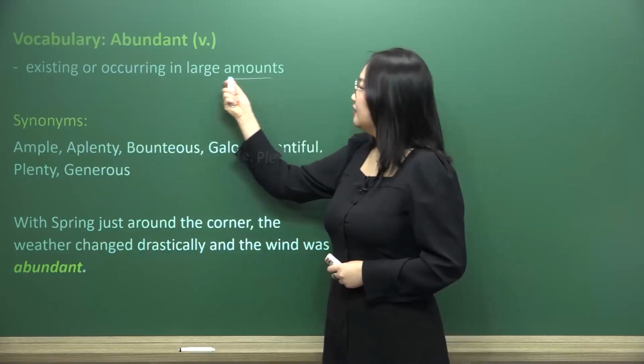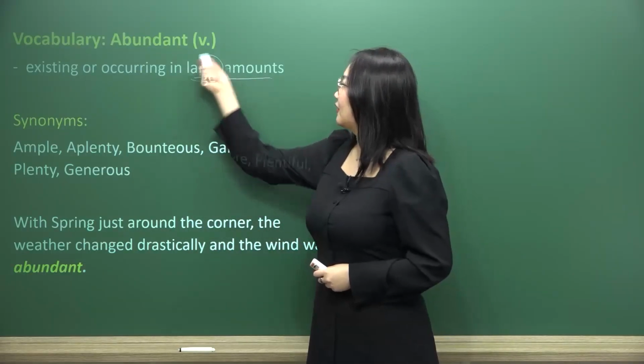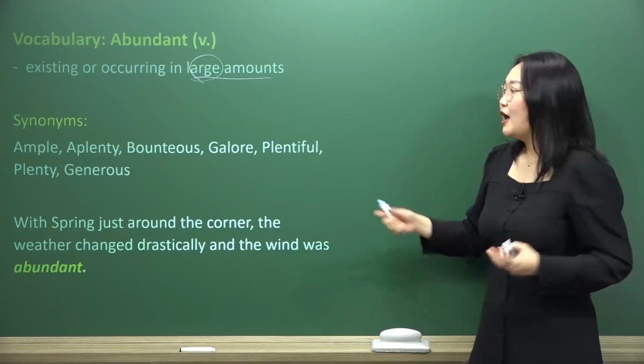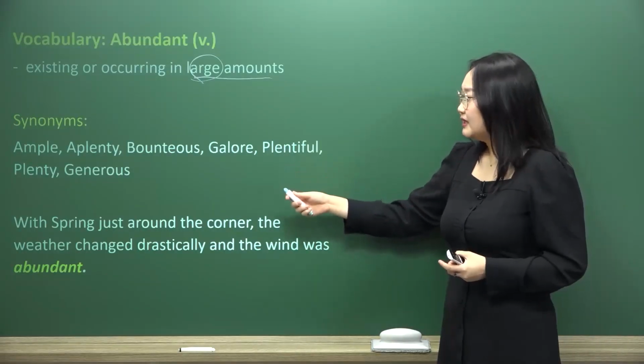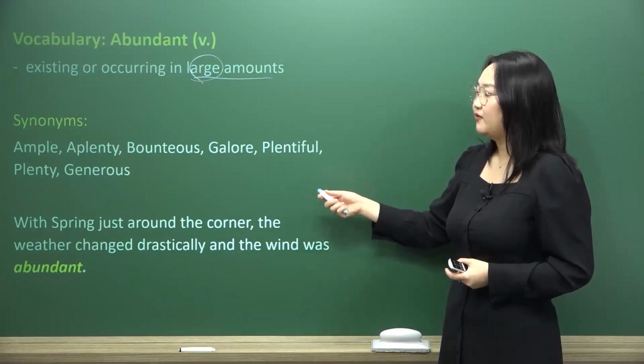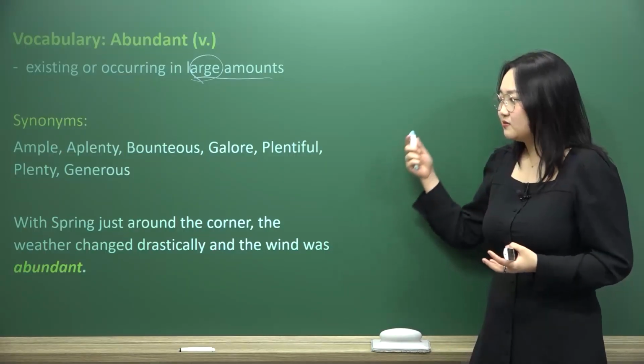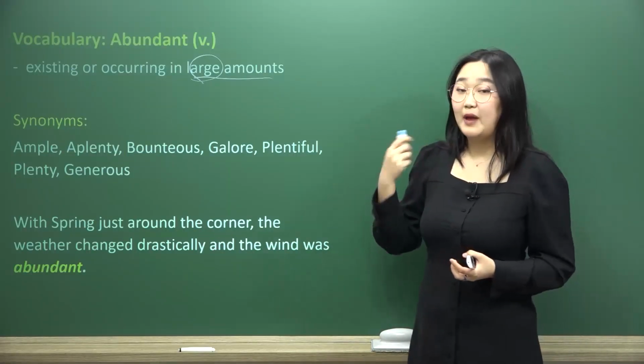Now, keywords here, large amounts. Large being that real keyword there. Abundant means large amounts. Synonyms: ample, aplenty, bounteous, galore, plentiful, plenty, and generous. Now, here you're going to also realize that we have some familiar words along with very repetitive words.